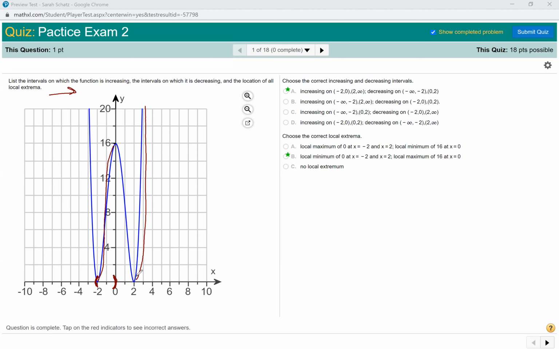It starts increasing over here at 4, and it does not stop increasing. It looks like it might stop increasing because the graph gets cut off, but at that point it never stops increasing. So notice how they have the answer here, increasing from -2 to 0, and increasing from +2 to infinity. And then let's see what they did for decreasing.